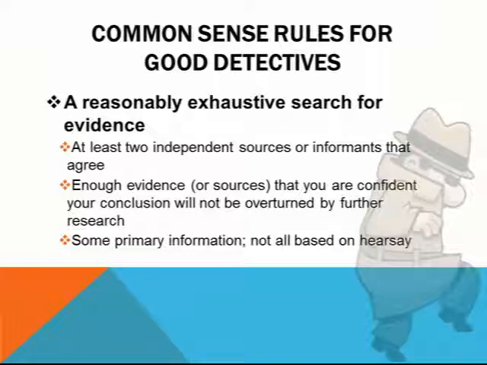In part 1, we learned that we need to make a reasonably exhaustive search for evidence so that we can develop a reasonably solid case that is unlikely to be overturned if another piece of evidence is discovered in the future. We also learned that we need to have at least 2 independent pieces of evidence that agree, and we need to have some primary or eyewitness information so that our case is not based solely on hearsay or secondary information.